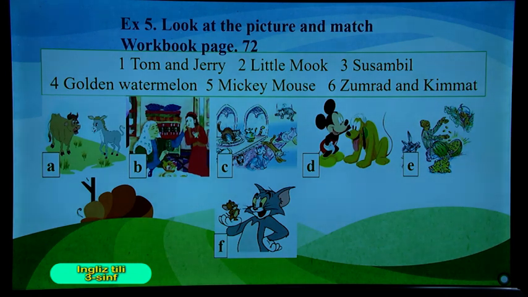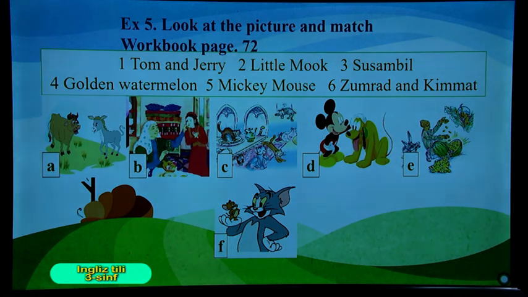So, now, please open your workbook, page 72. Look at the picture and match. Here you can see the cartoons Tom and Jerry, Little Mook, Susambul, Golden Watermelon, Mickey Mouse, Zumrad and Qimmat. Aziz o'quvchilar, siz rasmda turli xil multfilmlarni ko'rishingiz mumkin va hozir siz ularni taqqoslashingiz kerak. Men sizga biroz vaqt beraman. I will give you some seconds to do the exercise. Let's start it. Okay, now let's check it. Juda ham yaxshi. Keling endi tekshirib olamiz.